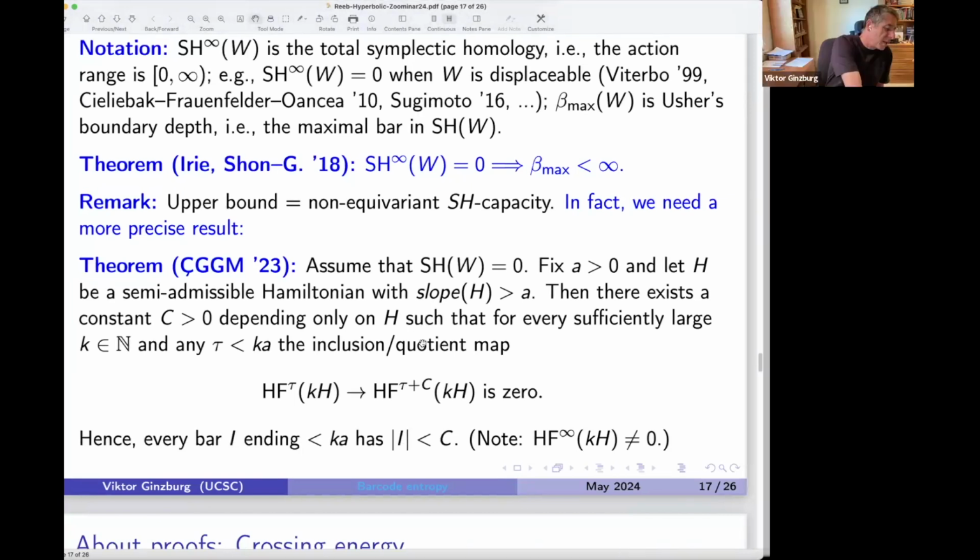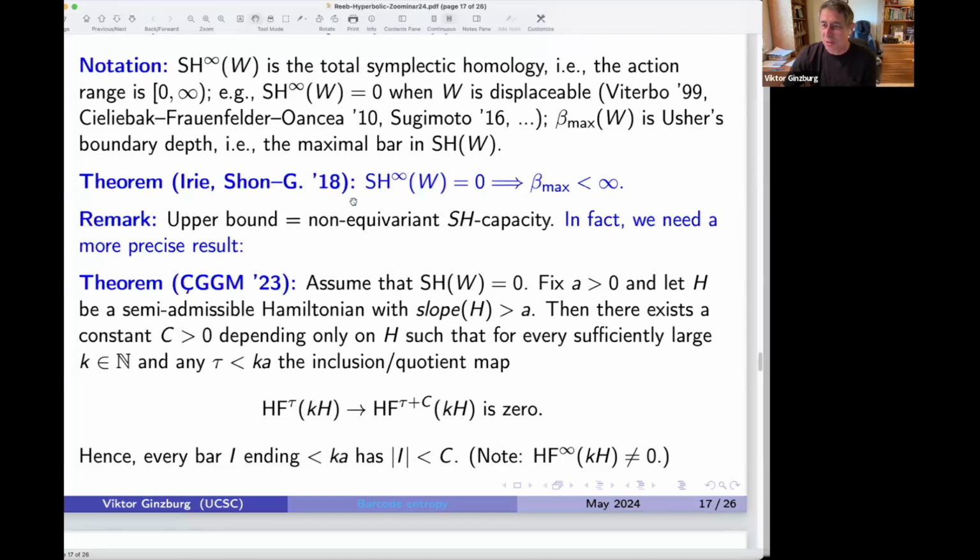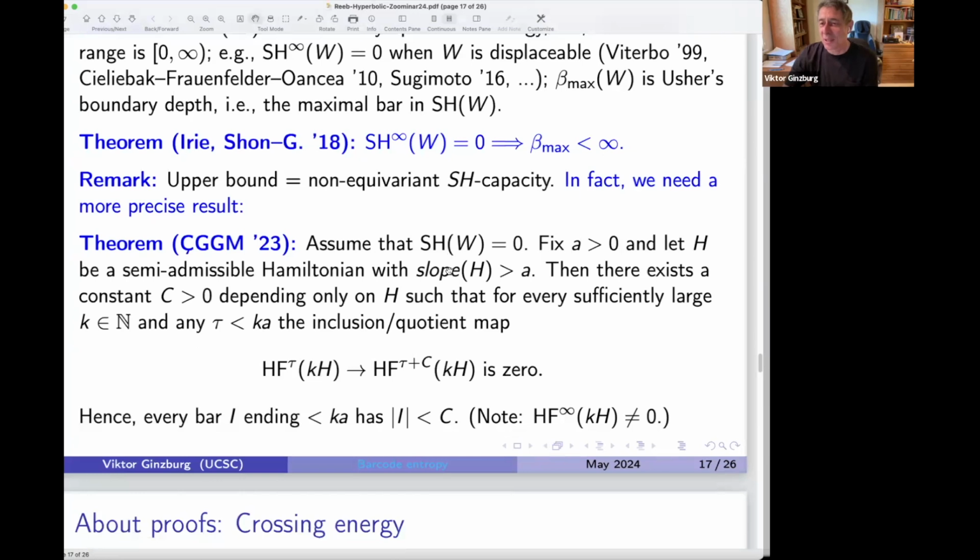Victor: If SH infinity of W is 0, it does not imply that W is displaceable. No, as far as I know. Because you said you can take the displacement energy. Oh, yes. There may be no displacement energy there. You're right. If there is no displacement energy, you need to take the first non-equivariant symplectic capacity. And it's always there when the total homology is 0. Sure. Thank you. I'm just thinking of a ball.